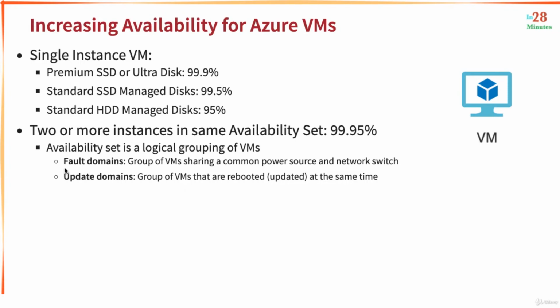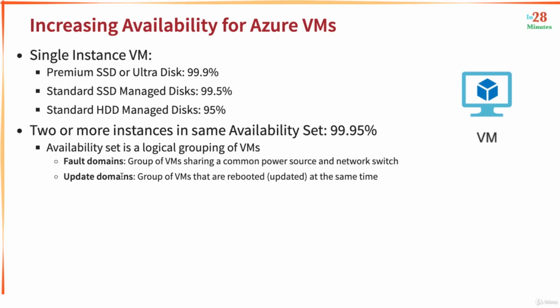The other important concept is update domains. These are groups of VMs that are updated or rebooted at the same time. Any maintenance that is done on all the VMs in a single update domain would be done at the same time. If I have 10 VMs and all the 10 VMs are in the same update domain, what would happen? All of them would be updated at the same time. They might be rebooted, and that would cause downtime in the application. And I don't want that as well. I want to distribute the VMs across different update domains as well.